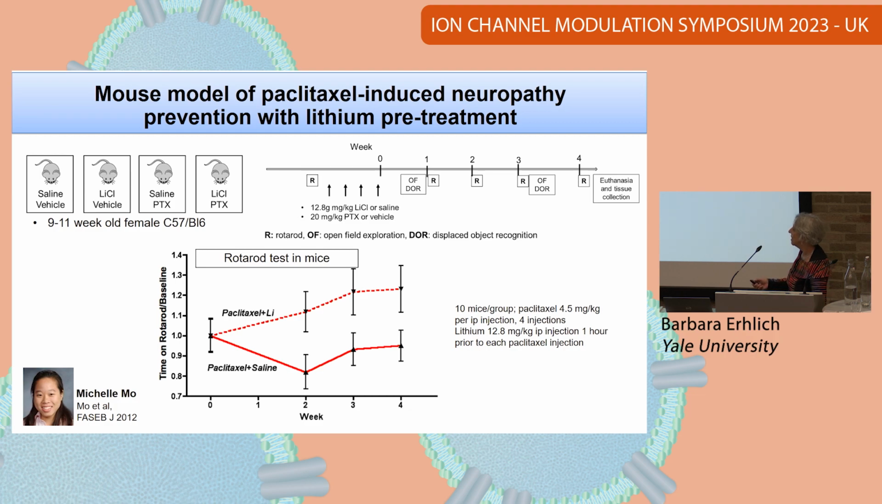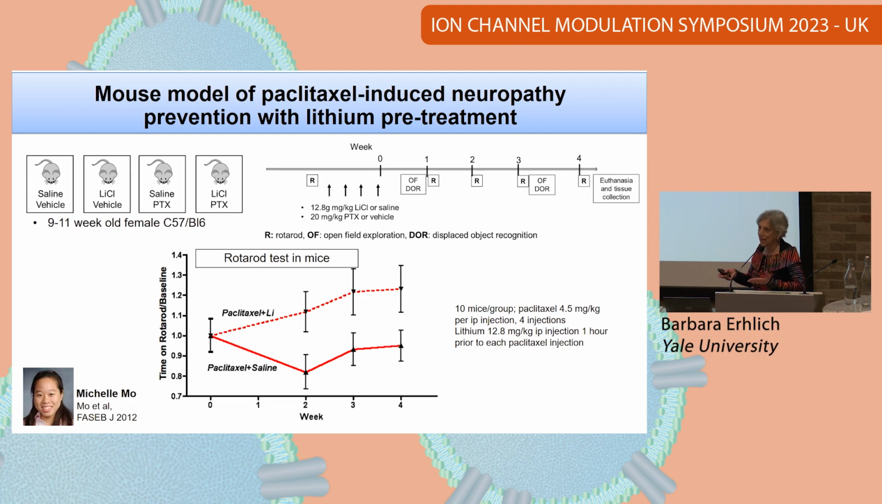Sure enough, here is, again, the paclitaxel in a wild-type mouse, and you see that they don't stay on the rotarod. They don't really learn. But if you pre-treat with lithium, with paclitaxel, this looks just like a wild-type mouse. We can prevent the occurrence of the peripheral neuropathy in these mice.